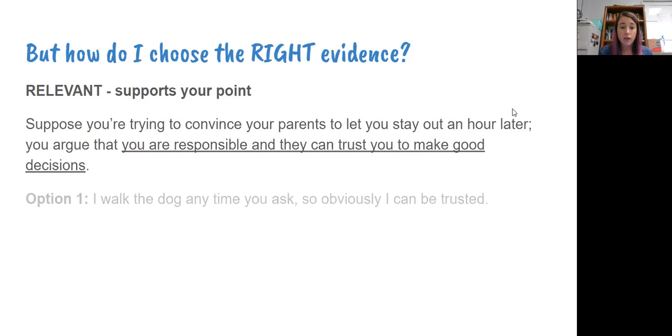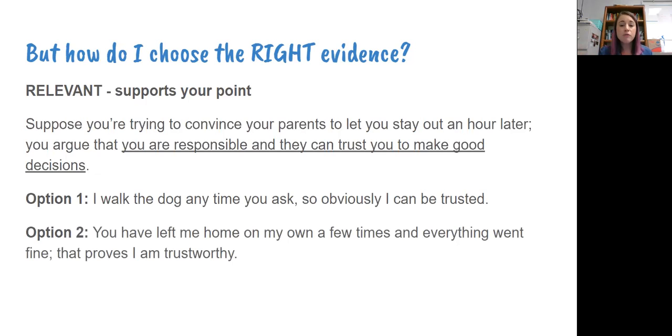Well, I might tell them, well, I walk the dog anytime you ask me to, so obviously I can be trusted, right? But I might also say, oh, you've left me home on my own a few times and everything went fine, and that proves I'm trustworthy. Well, option one isn't really relevant to this situation because it doesn't have to do with unsupervised responsibility, making good choices when you're not being watched, right? Option two is relevant in that you've been left alone before, and so you can be trusted to make a good decision in that case.